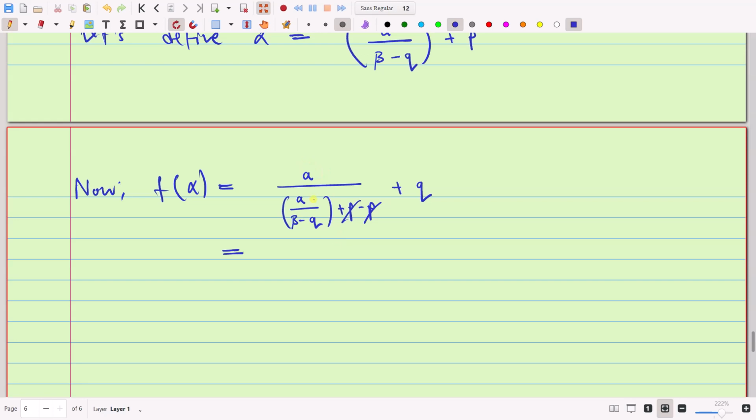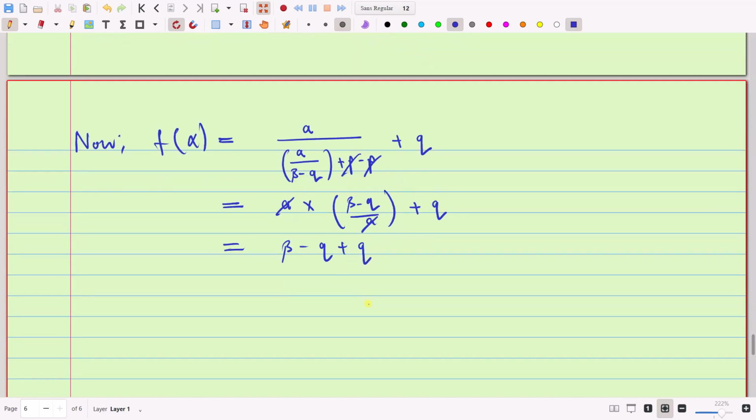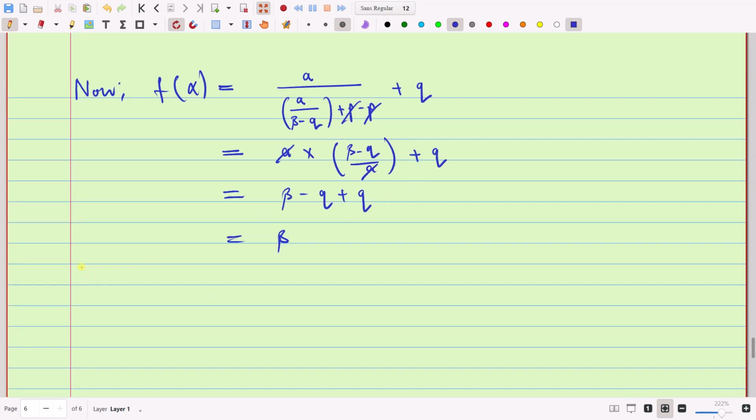Now these two guys cancel, and then a is divided by that. It's the same as saying a times (beta minus q) over a, plus q. So we see a cancels a, and you remain with beta minus q plus q, which gives us beta. So we can now see that yes, there is such an alpha that exists. Therefore, f of x, or just f, is a surjection.